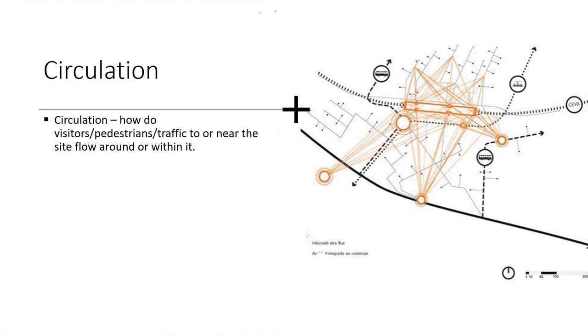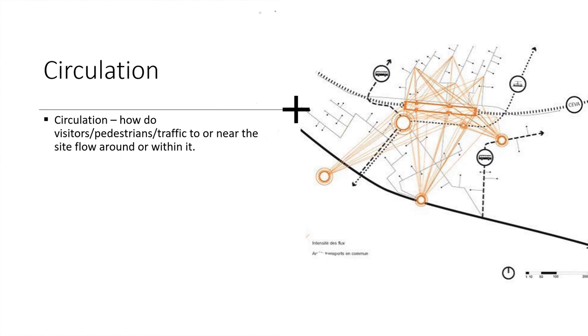Circulation. For example, how do visitors and pedestrian traffic to or near the site flow around it? When you have a site and you have a project, you have different types of circulation. You have pedestrian and you have vehicular. In vehicular, sometimes you have vehicles coming and going because of visitors or users, but there are also bigger vehicles for utilities and for maintenance.